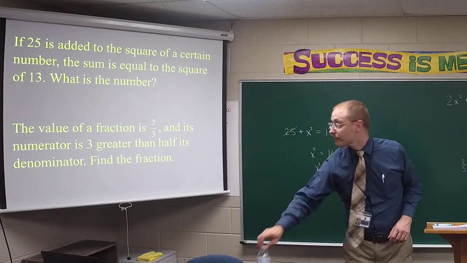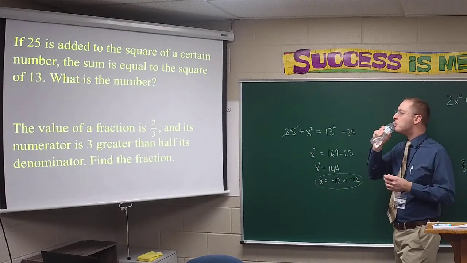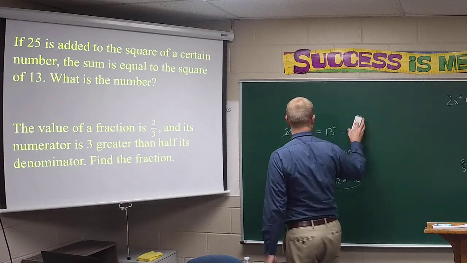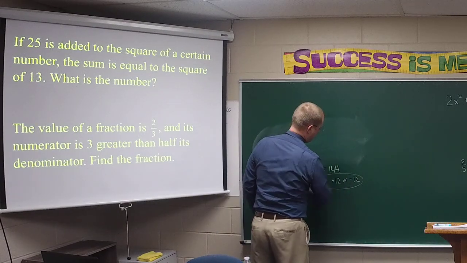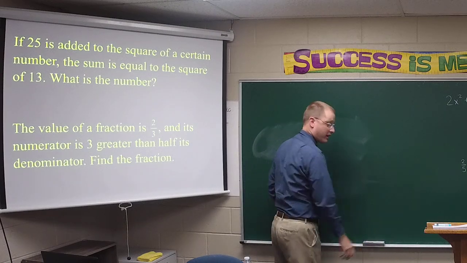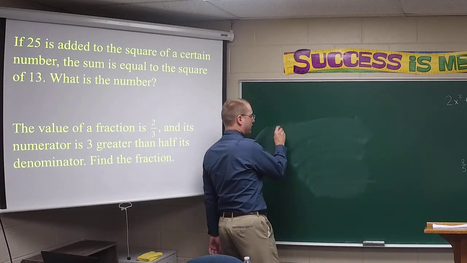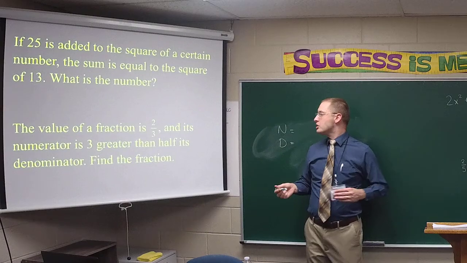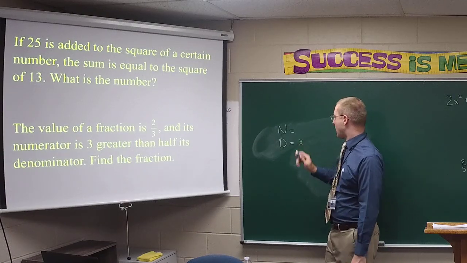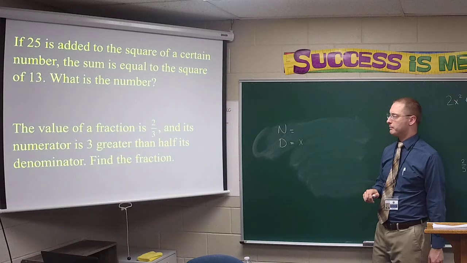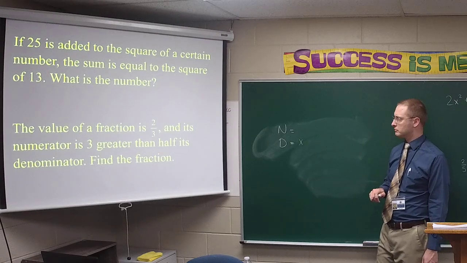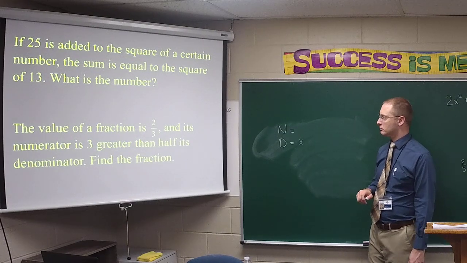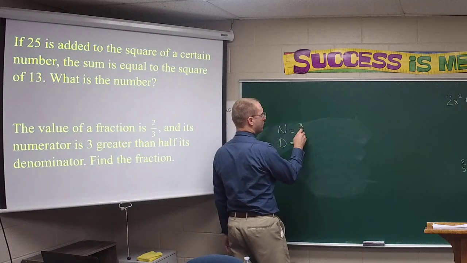The value of a fraction is 2/3, and its numerator is 3 greater than half its denominator. Find the fraction. All right, well, how many unknowns here, Audrey? 2. And they are? Numerator and denominator. And which one gets to be x? Denominator, because the numerator is defined in terms of the denominator. How would we represent the numerator? 1/2 x plus 3. Good, a half x, or x over 2 plus 3.